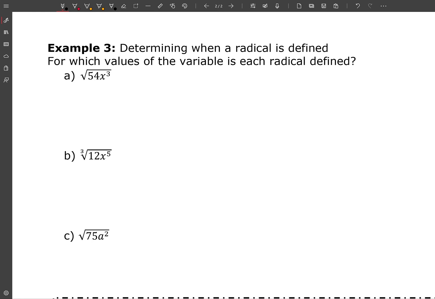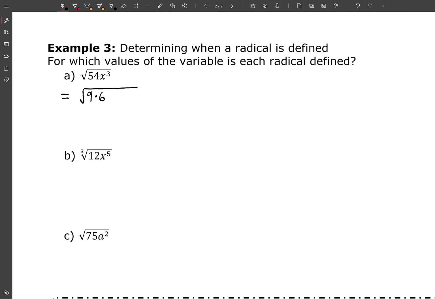So, the square root of 54x cubed. To do this one, I'm just going to be looking for the largest perfect square factor of 54, which is 9. So I'm going to rewrite this as the square root. Remember, it's a square root. The index is 2, even though we don't see an index there. So I've got the square root of 9, and 9 times 6 is 54.